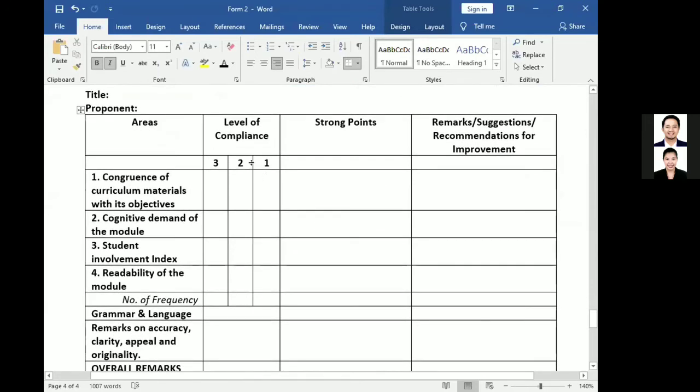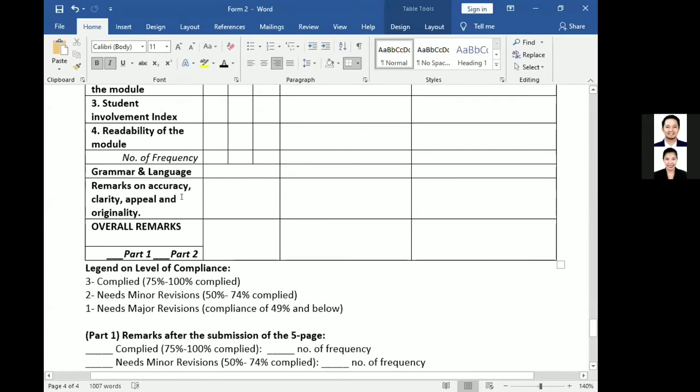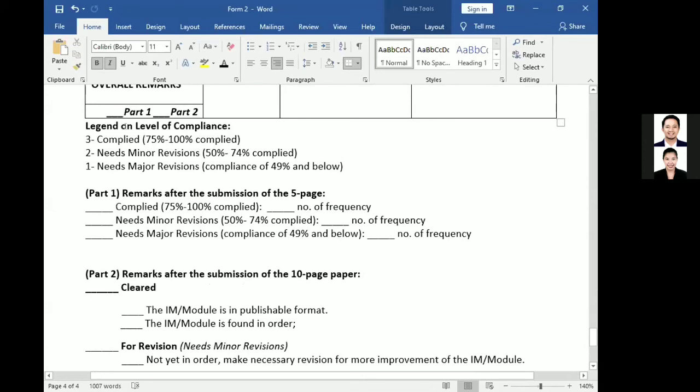So the same thing. You have the level of compliance, the same as that in form number 1. So you have 3, 2, 1. We only have to write 4. The areas are 4. You need to write the strong points, the remarks, suggestions and recommendations for improvement, and then the number of frequency, grammar and language, and then you will have the remarks on accuracy, clarity, appeal, and originality, and then you will have overall remarks. So this is the legend.